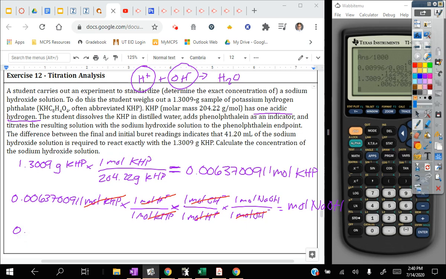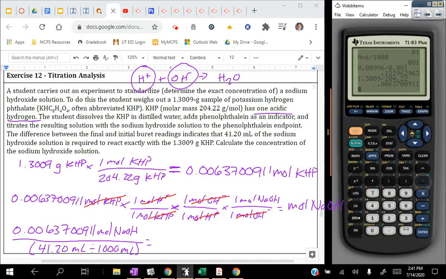So then I need to divide my moles by my volume to get my concentration. My volume is 41.20 milliliters, and I have to divide this by 1,000 milliliters to convert it to liters, because a concentration is always reported in moles per liter. So I'm going to divide my answer and open parentheses 41.20 divided by 1,000, close parentheses.